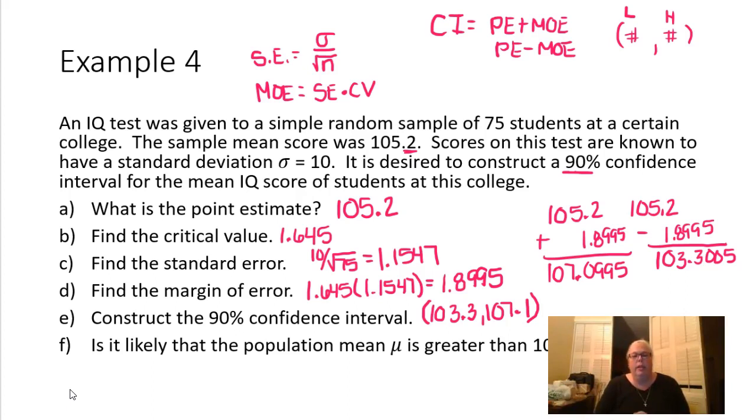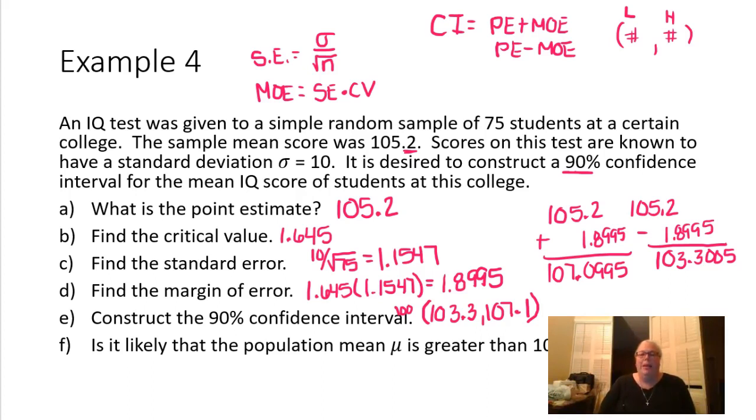Is it likely that the population mean mu is greater than 100? Well, let's take a look at this. Our confidence interval goes from 103 to 107. 100 is definitely not within here. 100 is actually back here on this end. It's to the left of my smallest value.